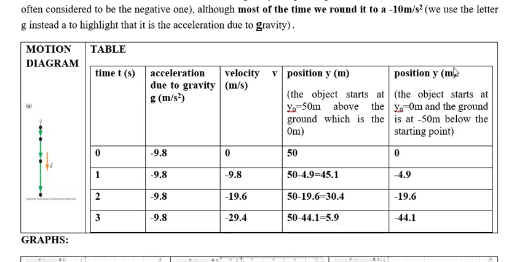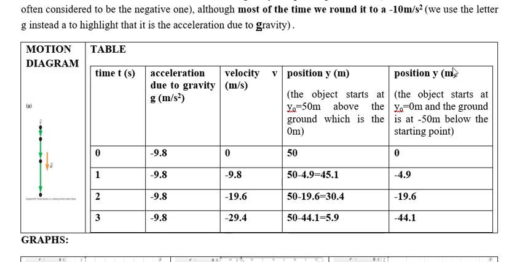It doesn't change for small heights. For heights of 500 meters, g will be 9.8. So velocity changes by negative 9.8 every second.